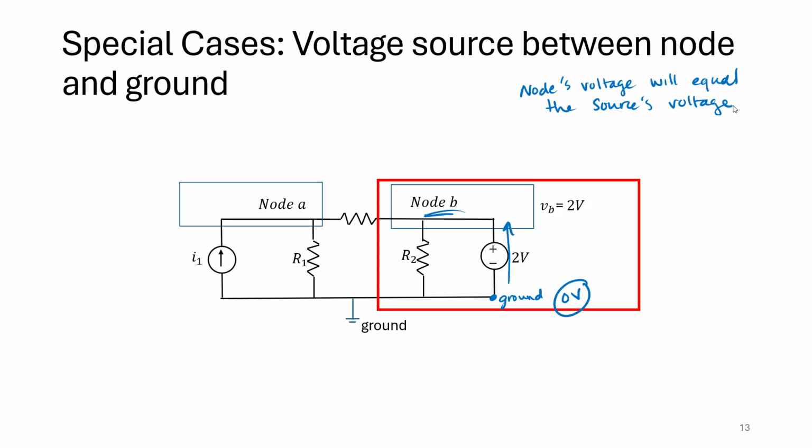So for example, in this case, since we have a ground and then a 2-volt source and then our voltage at node B, we see that the voltage at node B has to be 2 volts because we know the ground is 0 volts, and if we walk up our 2-volt source, we'll gain 2 volts. Node B has to be sitting at 2 volts. So this is the easiest special case because it gives us free information.